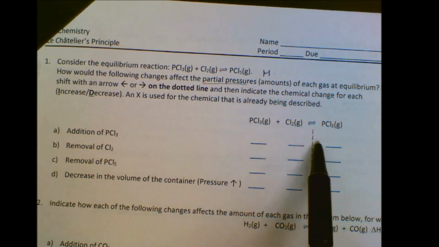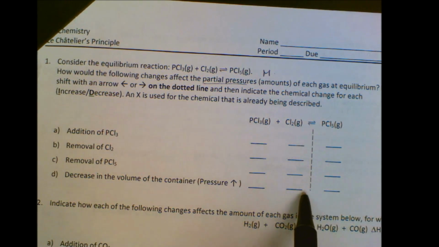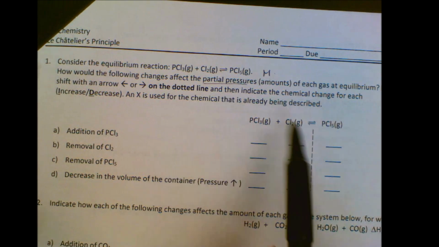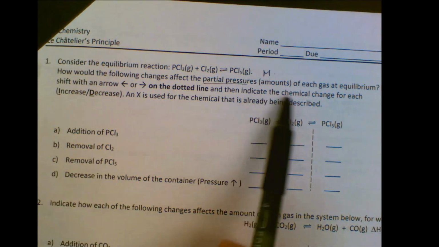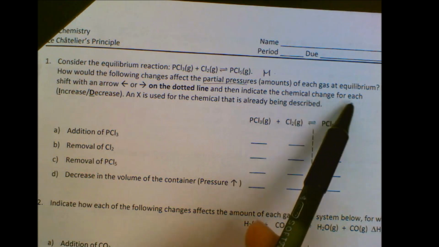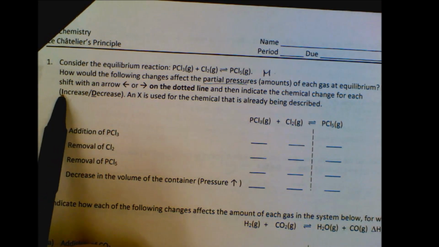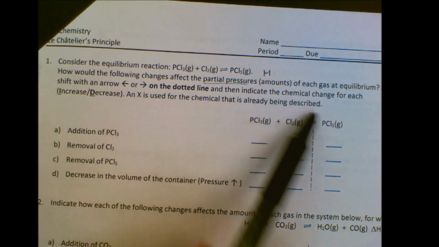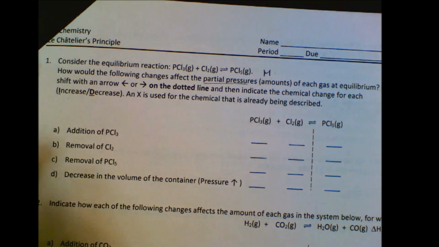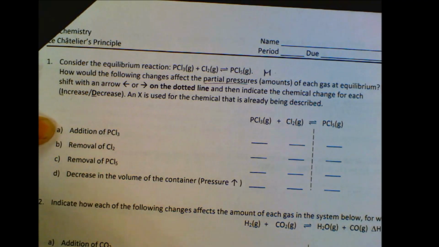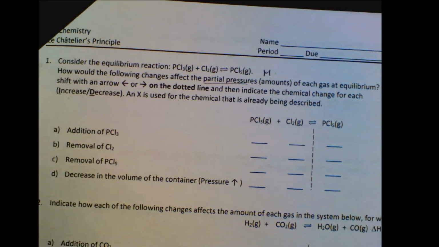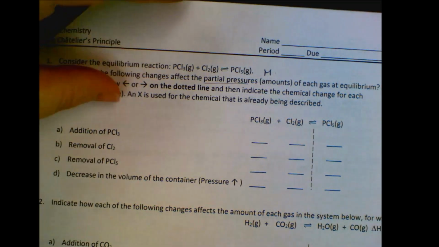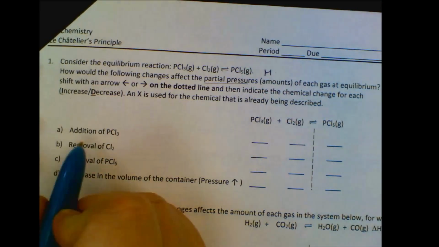So we're going to be putting arrows basically under the other arrows to show which direction it's increasing or which way it's shifting. And then indicate the chemical change for each. So an I for increase or a D for decrease. And X is used for the chemical that is already being described. So whatever chemical we're already talking about here, we're just going to put an X there because we already know what's happening to it. So let's take a look at the first one. We'll do this first set. I'll do it with you guys. I believe there's plenty for you guys to do.